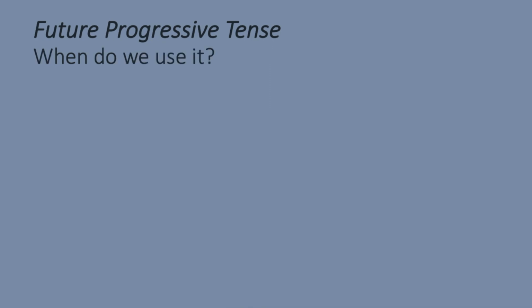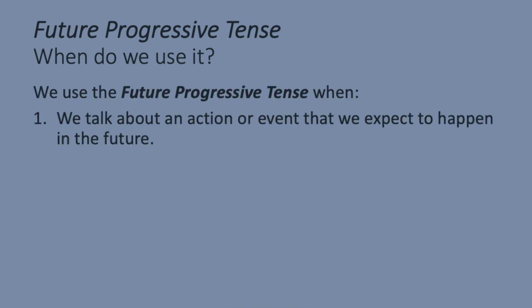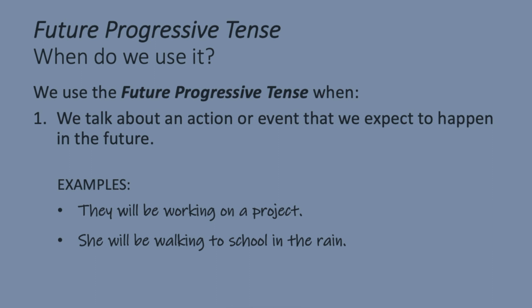So, how exactly do we use the future progressive? First, we use the future progressive to talk about an action or event that we expect to happen. Many of my examples so far have been this kind of sentence. My previous example was, they will be working on a project. This is something we expect to happen. Also, she will be walking to school in the rain. Again, this is something we expect to happen.